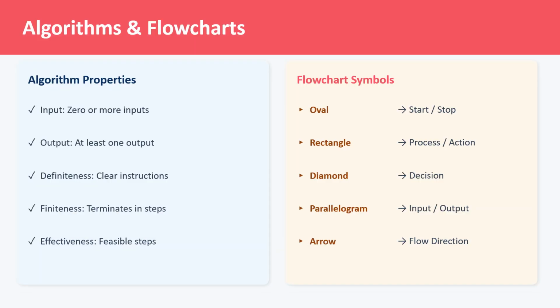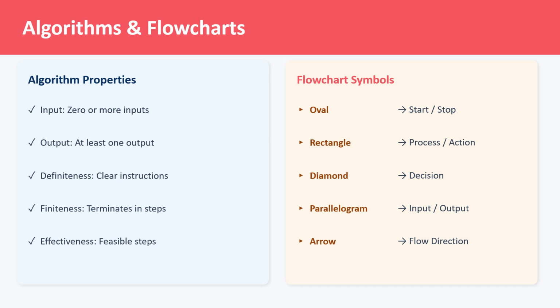Slide number 3 is algorithms and flowcharts. An algorithm is a finite set of well-defined steps to solve a problem. A good algorithm must have the following 5 properties. First one, input. It must accept 0 or more inputs. The second one, output. It must produce at least one output. The third one, definiteness. Every step must be clear in this algorithm. The fourth one, finiteness. It must terminate after a finite number of steps. The fifth one, effectiveness. Each step must be simple and practically executable.